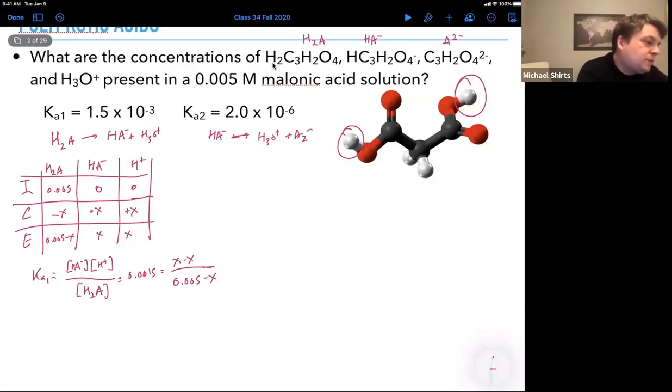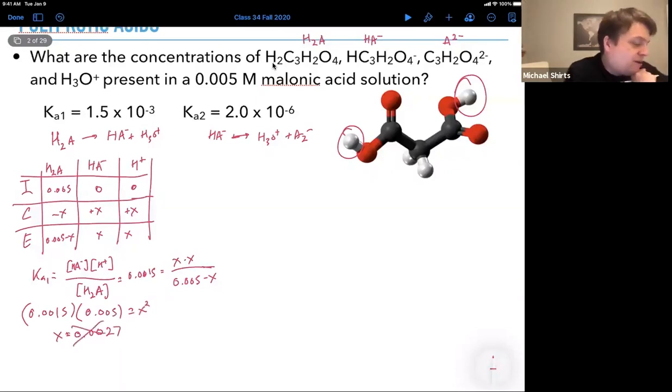Actually, now let's go ahead and do both of them. If we do the small x approximation, we get 0.0015 times 0.005 equals x squared, where the x in the bottom disappears, and that gives us x equals 0.0027. Now that is definitely not small compared to 0.005, so that is definitely not the right way to go.